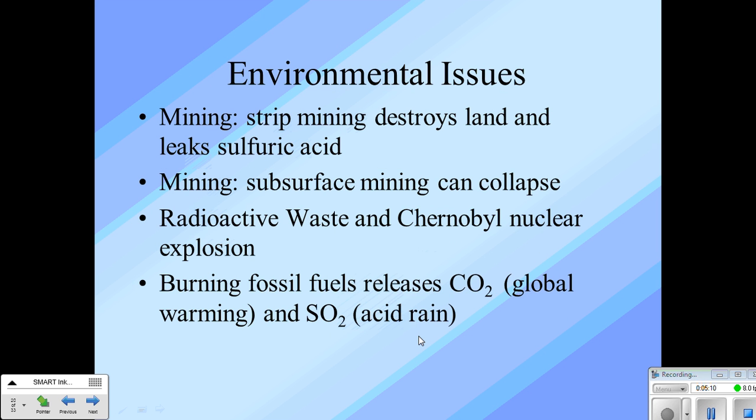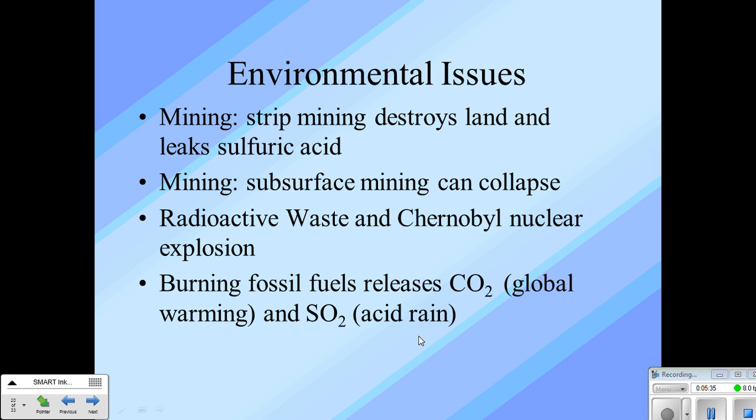Some of the environmental issues with these things. Mining. Strip mining destroys land and leaks sulfuric acid. Essentially, they have these machines that just come in and literally scrape off the top of mountains. And then they mine in the mountain and then just kind of leave it. Mining, regular subsurface mining, can collapse on top of the people when they're inside.